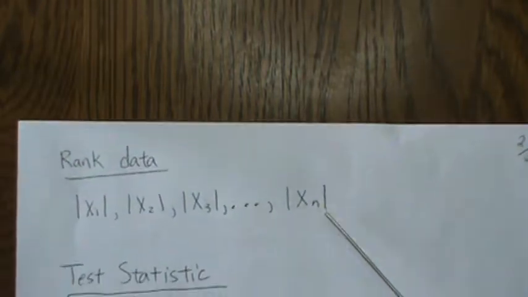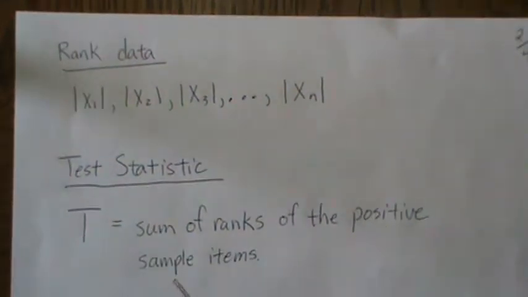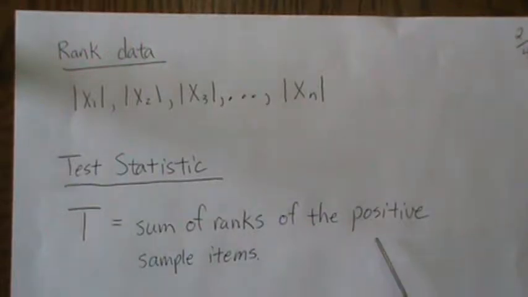So what we do is we take our original data, we take the absolute values of them, and then we rank them. Which one's the smallest, which one's the biggest? So this may be the smallest, and that's the second and the third and the fourth and the fifth and the sixth. Each one of these gets a rank from 1 to n. And then the test statistic is the sum of the ranks of the positive sample items.